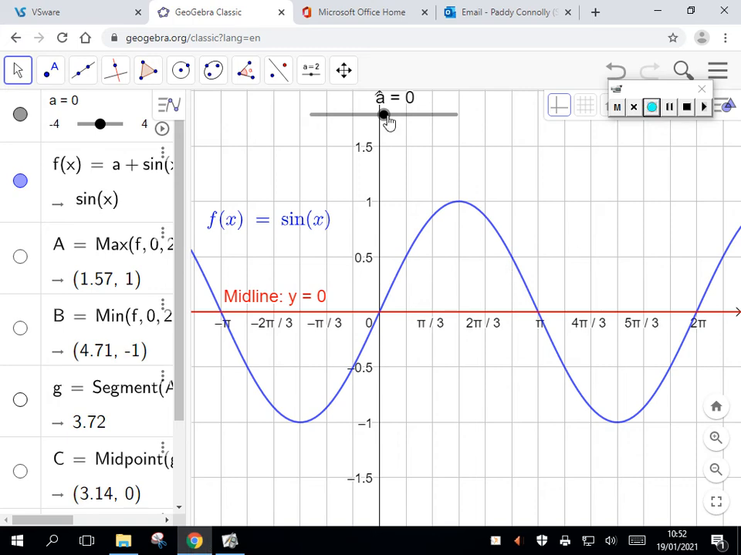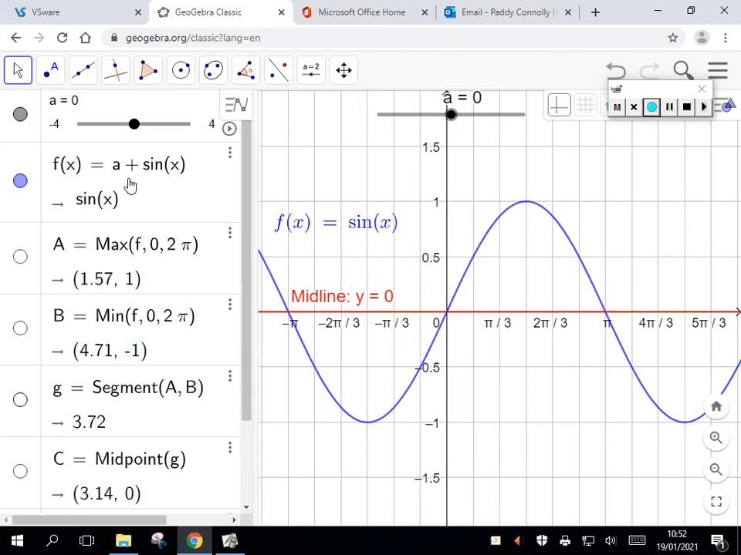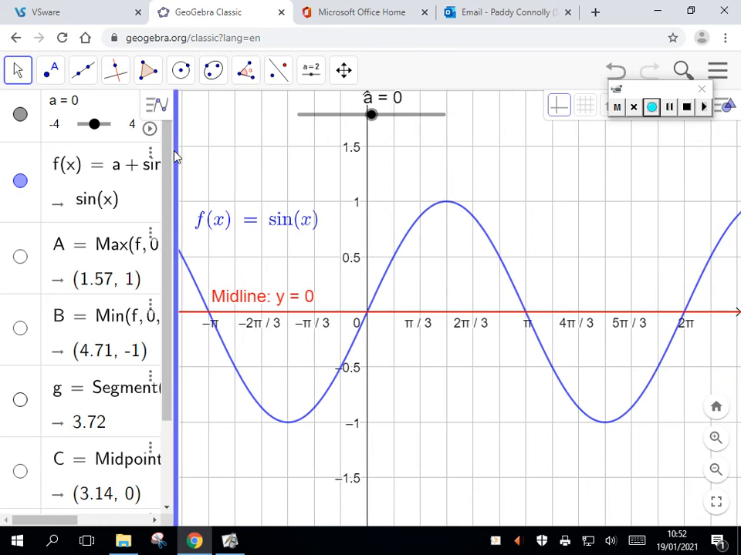So I've got a slider here, and I've defined my function as follows: it's going to be whatever the value on the slider is plus the original sine function. At the moment the value on the slider is 0, so this is just the function f of x equals sine of x, which is the parent function for all sine functions. It's the simplest version of it. I've put in my midline here. It's the line y equals 0. It's that red line in the middle.